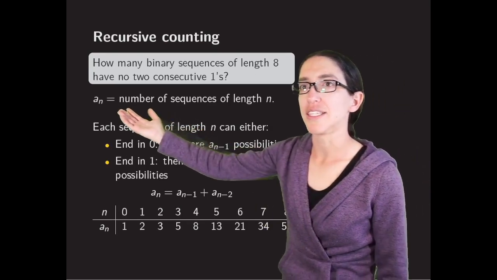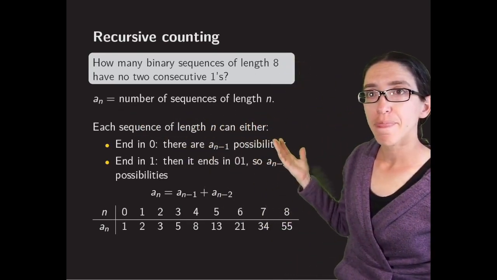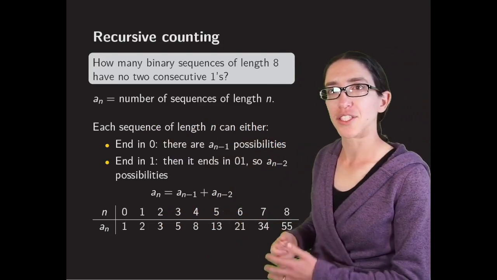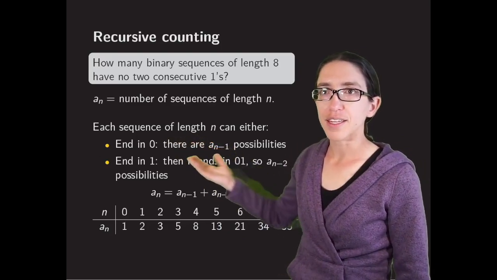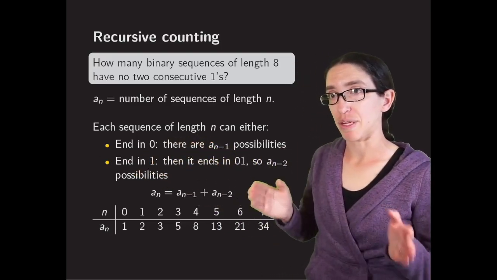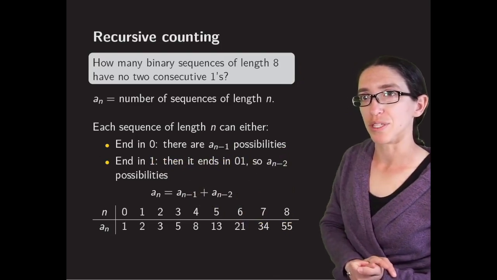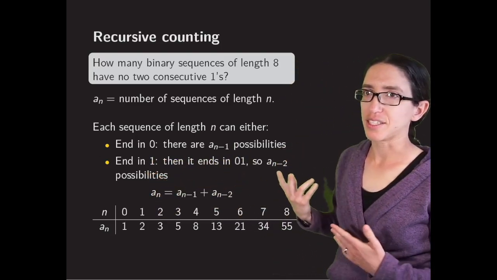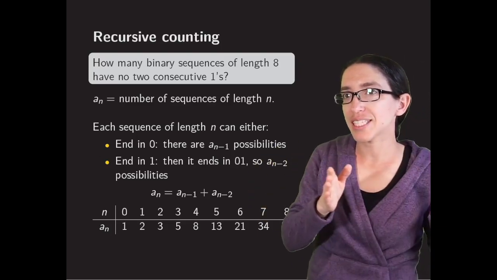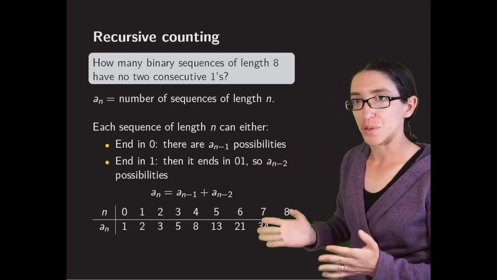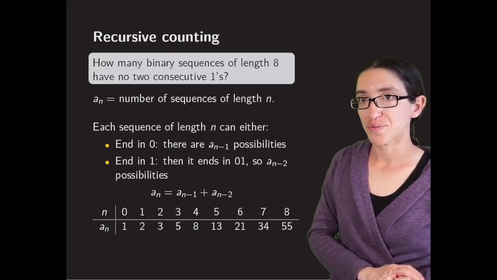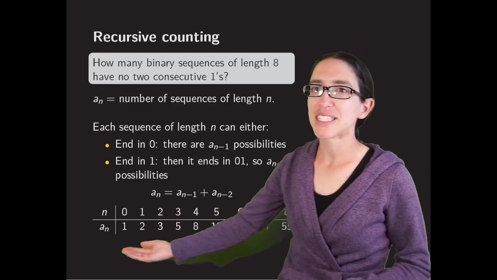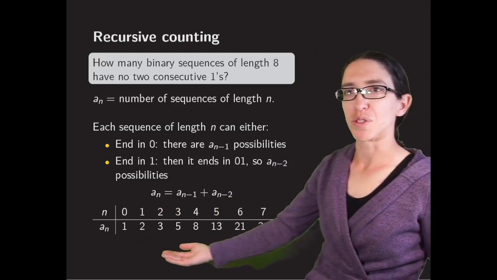So if a sub n is the number of these sequences of length n, then here's our combinatorial argument for why a sub n satisfies the Fibonacci recurrence. Each sequence of length n can either end in 0, in which case there's a sub n minus 1 possibilities for the first n minus 1 digits, or it can end in 1, but then it has to end in 0, 1 because it can't end in 1, 1, and then you have a sub n minus 2 possibilities for the previous n minus 2 entries. And so a sub n does equal a sub n minus 1 plus a sub n minus 2, which means every element of this sequence is the sum of the two numbers before it.